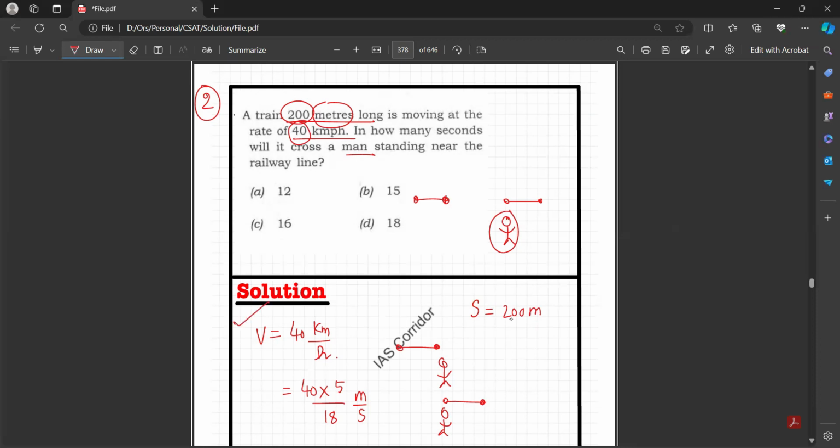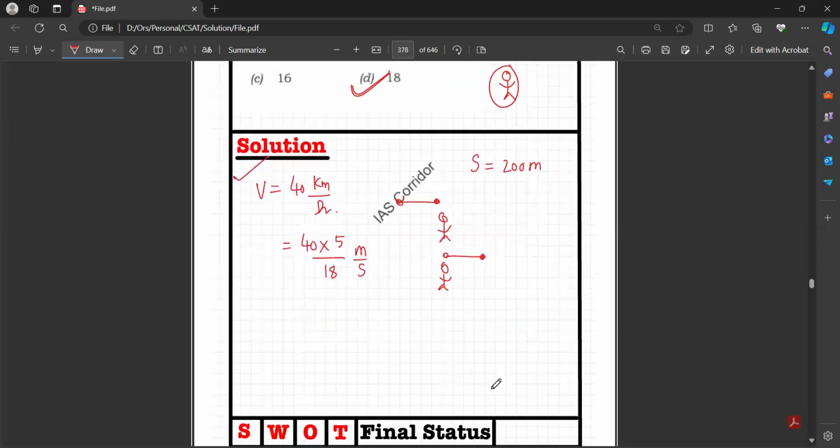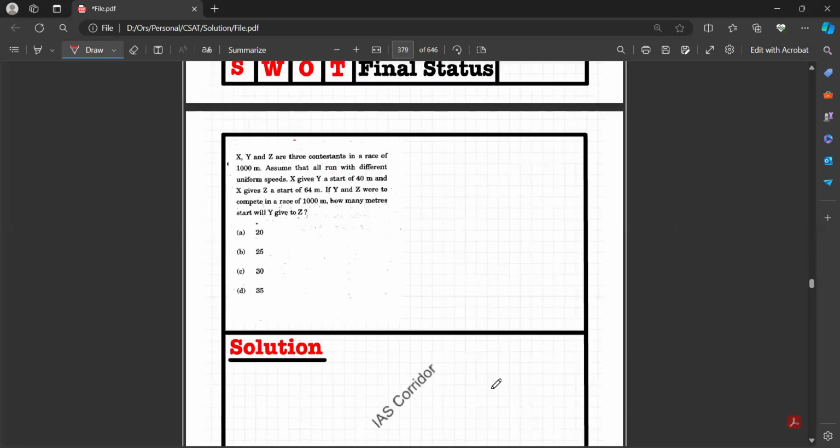Now what will be the time taken? S is equal to VT का logic. T becomes S by V. S कितना है? 200. What is V? 200 by 40 into 5 by 18, so 18 seconds. 200 getting cancelled. The answer would be 18 seconds. Got it? Let us proceed to the next problem. That is question number 3 for you.